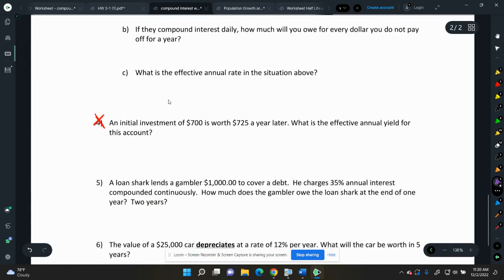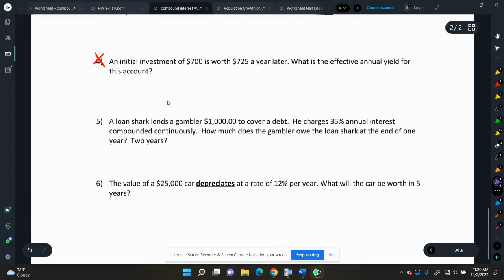Okay. Let's see. A loan shark lends a gambler $1,000 to cover a debt. He charges 35% interest. Wow. Okay. Annual interest compounded continuously. So with these problems, sometimes it is helpful just to go through and underline or highlight the important information. How much does the gambler owe the loan shark at the end of 1 year and then at the end of 2 years? Okay, this is continuous.